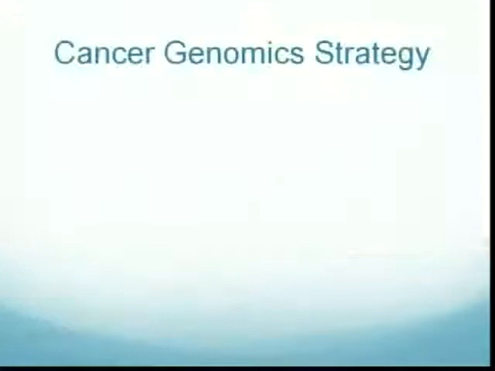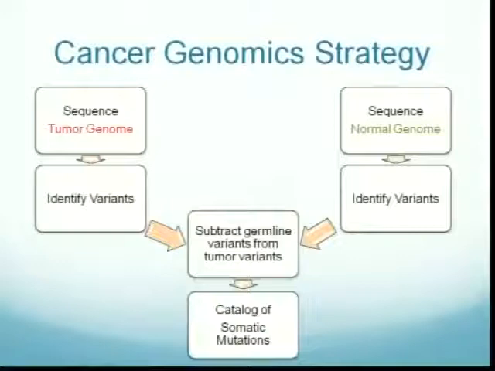When people study cancer genomics, it's a relatively simple strategy, minus all the analysis algorithms. You sequence the tumor genome of the individual, you sequence their normal genome, usually from their blood, you identify the variants in both of these genomes, and you subtract the normal genome variants from the tumor genome variants. Now you're left with the somatic mutations that are caused by their cancer.